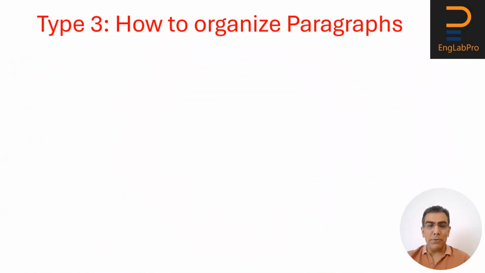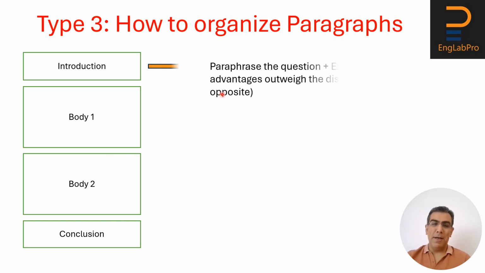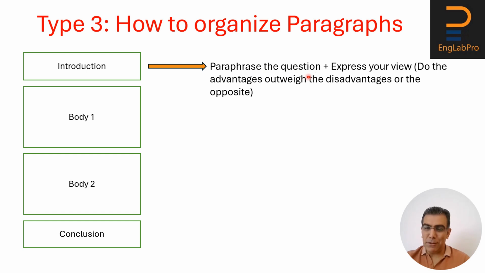Now, let's go through the way that we should organize our paragraphs in this type of writing in order to be able to get 6. Well, at the beginning, you're going to have introduction as usual and 2 body paragraphs again and 1 conclusion, like always. Well, in the introduction, you paraphrase the question. You reword the question with new grammar, new vocabulary. By new vocabulary, I mean synonyms of the words that are used in the question, in the premise, and the rest. And then you should express your view. It means you should mention whether the advantages outweigh the disadvantages or the opposite.